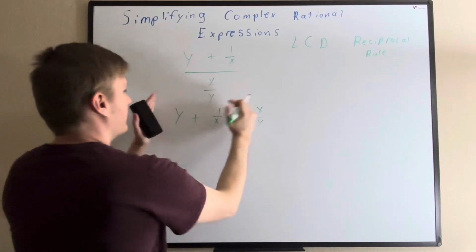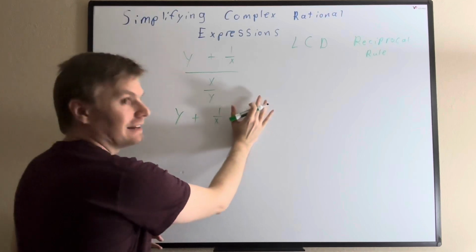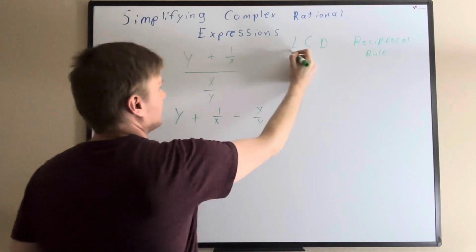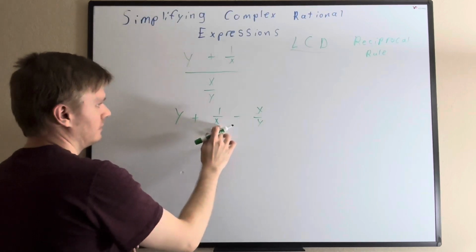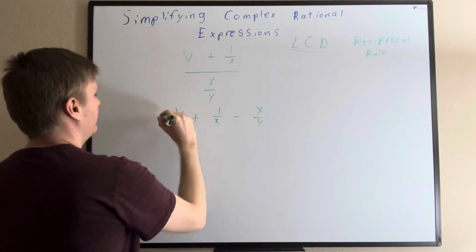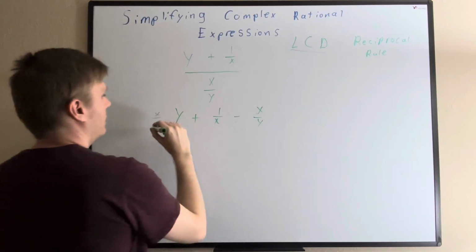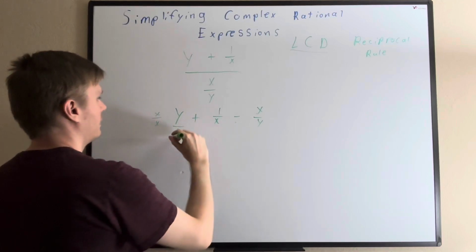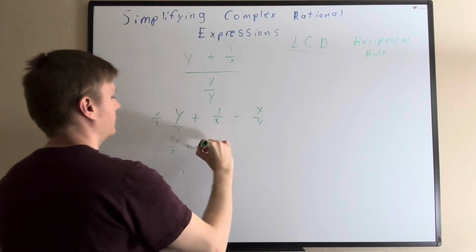Now, we just focus on just this part here. Well, we need a common denominator, right? There's where the LCD comes in. Well, there's only one denominator, x. This is a 1. So we can multiply this one by x over x, and we'll get xy over x plus 1 over x.